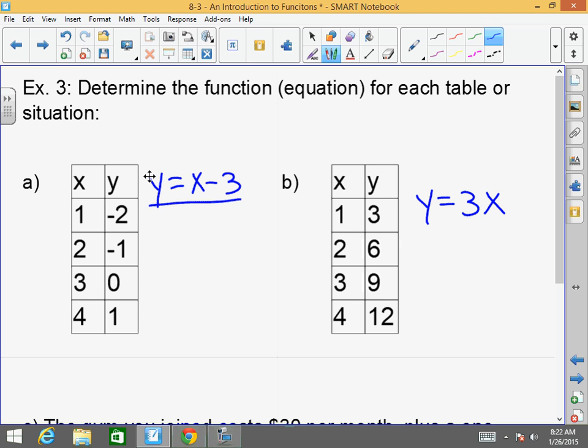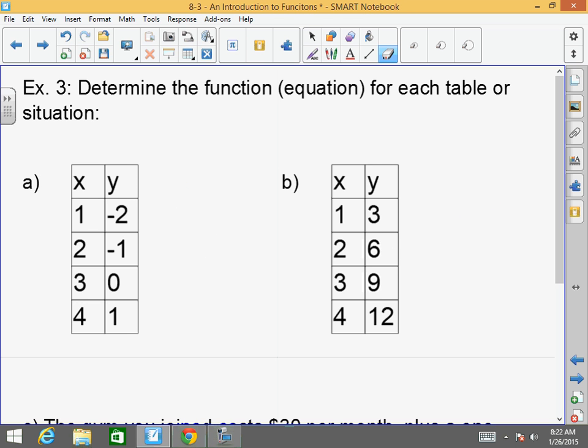Now, sometimes they're not that easy, so I'm going to show you a little trick. Do you remember that you could find an equation by finding the slope and then plugging that slope into the point slope form? It was something that we learned.